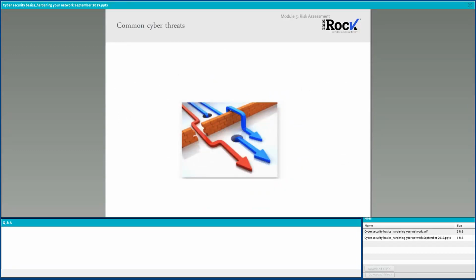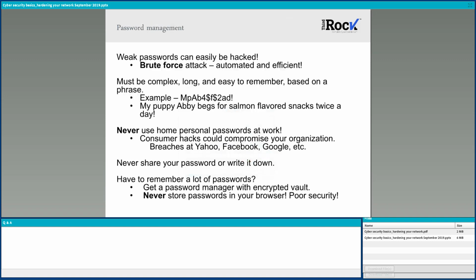So let's talk about the common cyber threats we face today. Starting when you log into your workstation, you have to use strong passwords. A brute force attack is an automated and efficient attack that can crack most basic passwords. We're recommending 12 to 16 characters, and that it be complex as well. I have a dog and she loves salmon flavored treats, so I created this password based upon a phrase that I can easily remember, and it's complex enough that nobody could really hack into it.